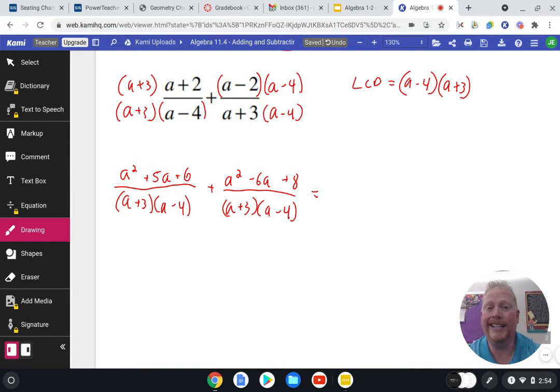So the whole reason that I did that was so that I can combine the two numerators. So I see that I've got an a squared here and an a squared here. That's going to make 2a squared. I have a 5a minus 6a. That makes a negative 1a. And then a 6 and an 8 makes 14.